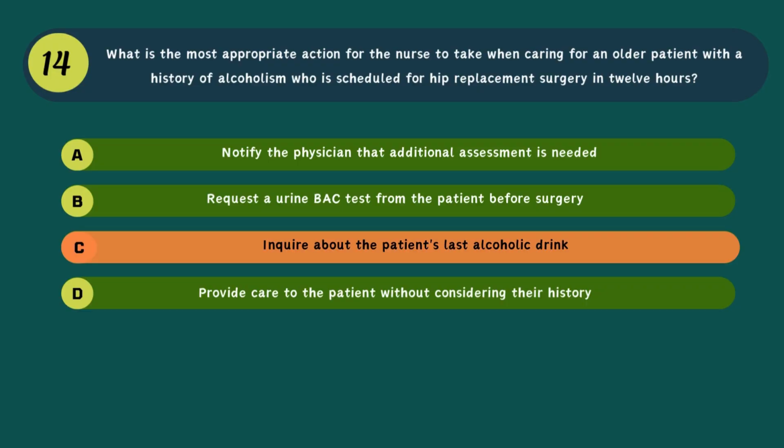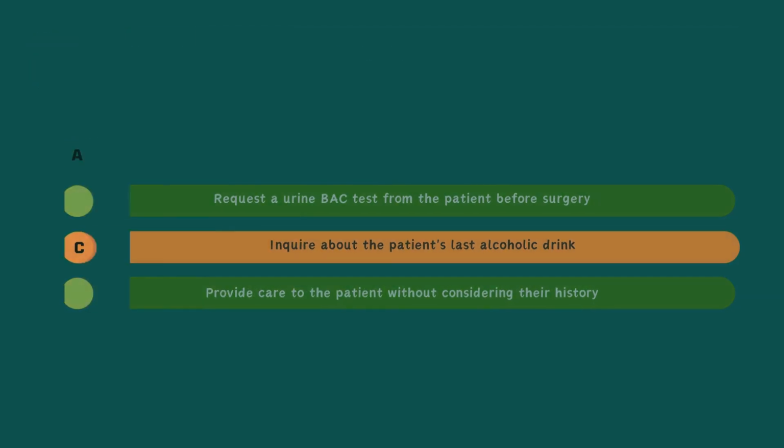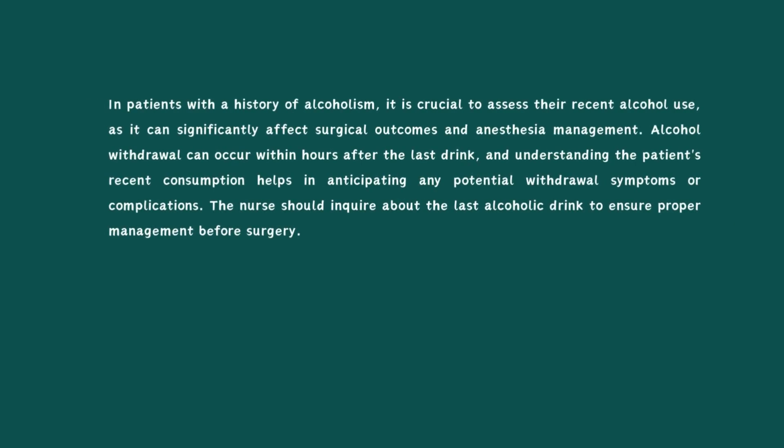Correct answer. C. Inquire about the patient's last alcoholic drink. In patients with a history of alcoholism, it is crucial to assess their recent alcohol use, as it can significantly affect surgical outcomes and anesthesia management. Alcohol withdrawal can occur within hours after the last drink, and understanding the patient's recent consumption helps in anticipating any potential withdrawal symptoms or complications. The nurse should inquire about the last alcoholic drink to ensure proper management before surgery.